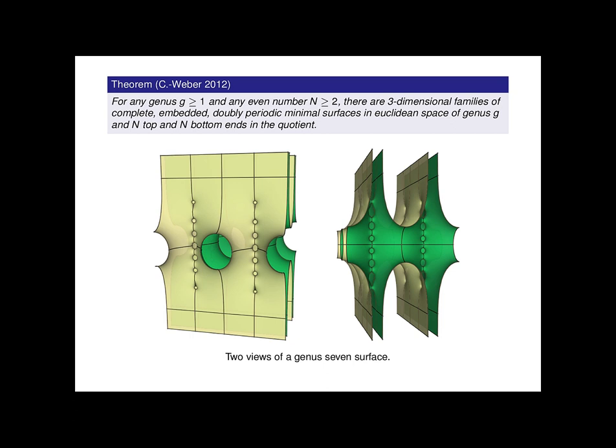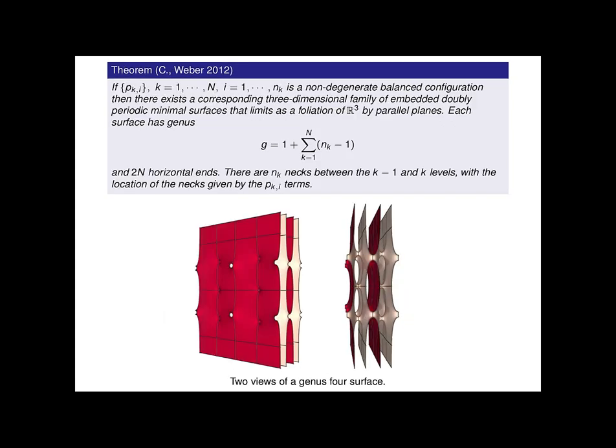We prove the existence of these surfaces, and the main theorem that we use to prove this is the following result. We take some set of points p_{k,i}. If this set is what is called a non-degenerate balance configuration, then we know there will exist a corresponding three-dimensional family of embedded doubly periodic minimal surfaces that limits as a foliation of R^3 by the parallel planes. The location of these points, the p_{k,i}, will correspond to the location of the catenoid necks between the annular strips on our surface.